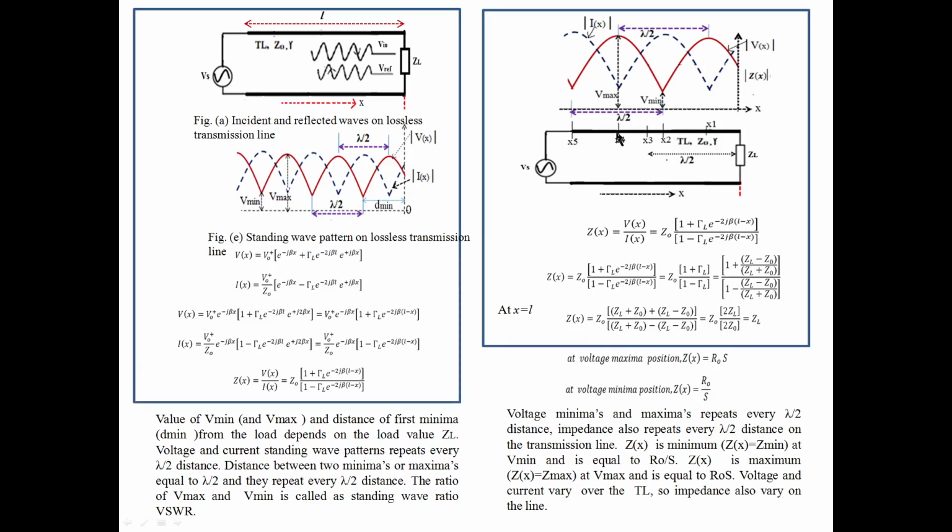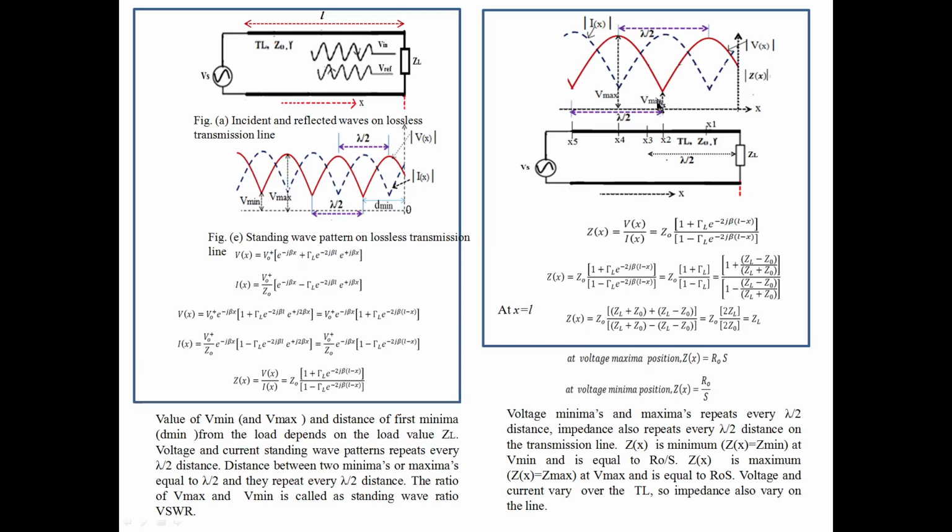And again it repeats. This load value repeats at x3, because from minima to minima is lambda by 2, so ZL must repeat after lambda by 2. So at x3 the same value will repeat again. That is the variation, and we studied that the maximum impedance Z maxima is given by R naught into S. We proved that in the theory class.